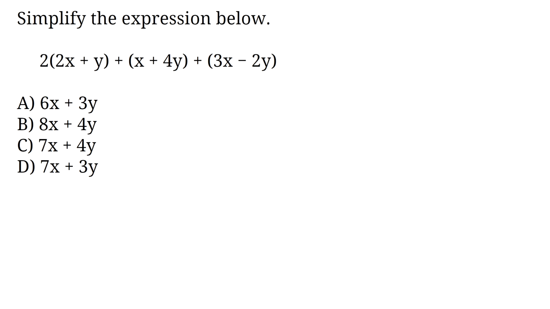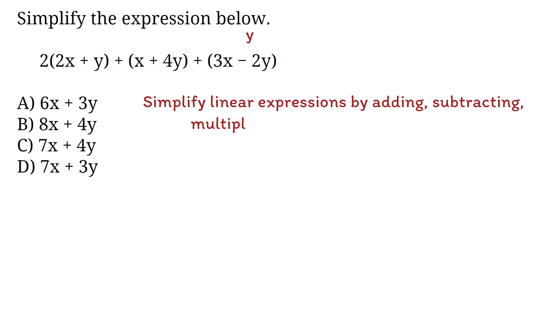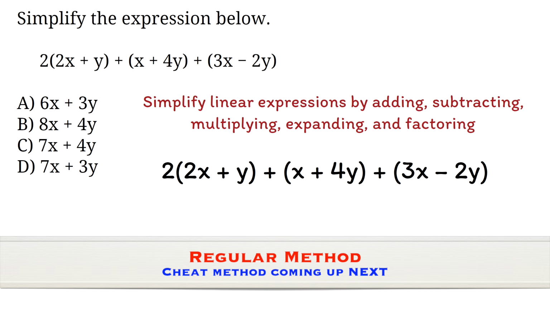Simplify the expression below. To pass the GED math test, you need to be good at how to simplify linear expressions by adding, subtracting, multiplying, expanding, and factoring. To solve this question, we have to remove all the parentheses and combine like terms. For the first term, since there is a number in front of the parenthesis, we cannot just remove the parenthesis. We will have to distribute the 2. We will multiply each of the terms in the parentheses by the 2 outside.